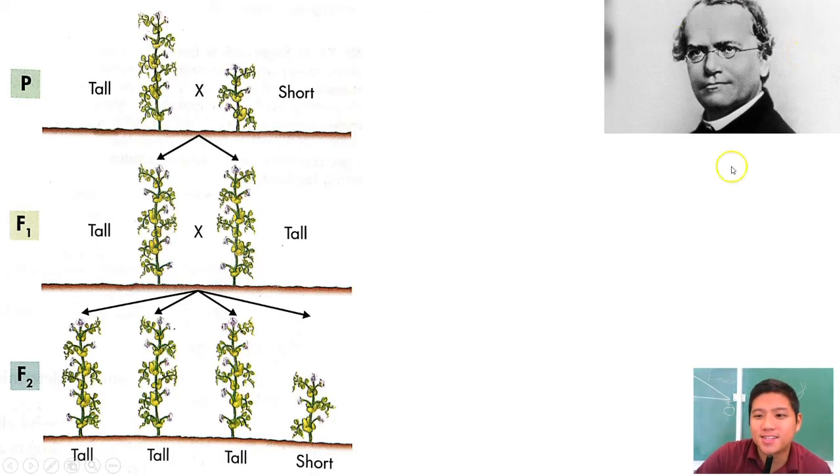Okay, so this good-looking guy right here is Gregor Mendel, and we talked about him last time, but he's considered the father of genetics, and this is why. He did an experiment with pea plants, and he used pea plants because they reproduce quickly and they produce a lot of seeds. He took a tall pea plant and a short pea plant, and he noticed that their offspring were all tall pea plants, just like this one.